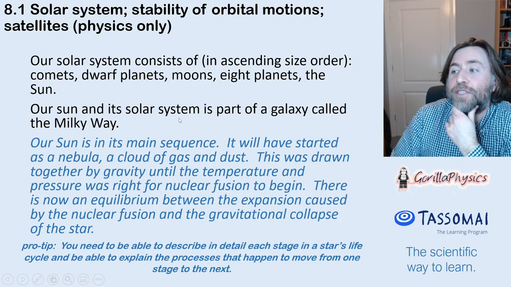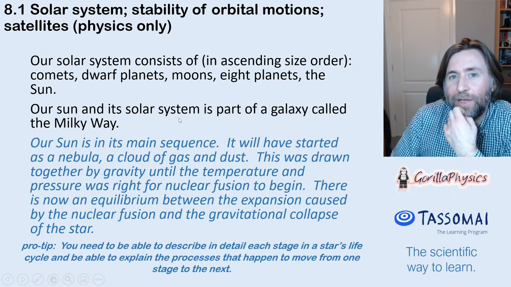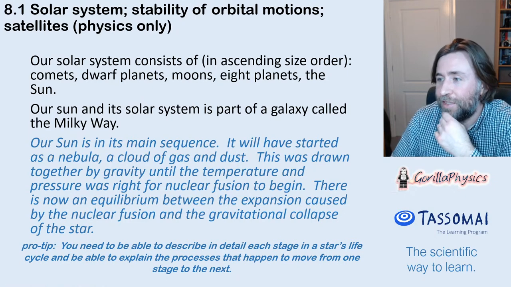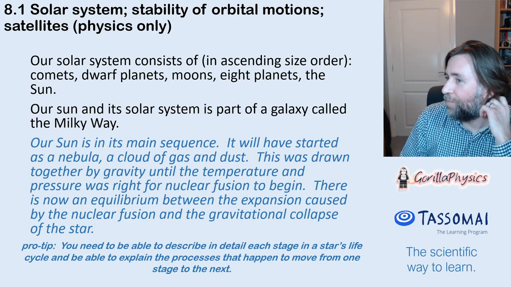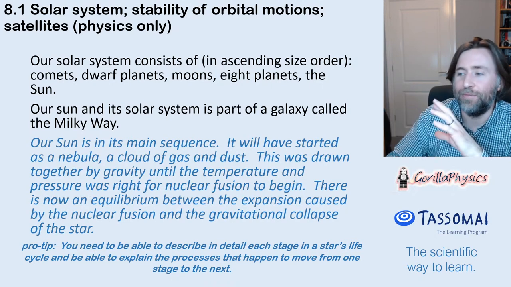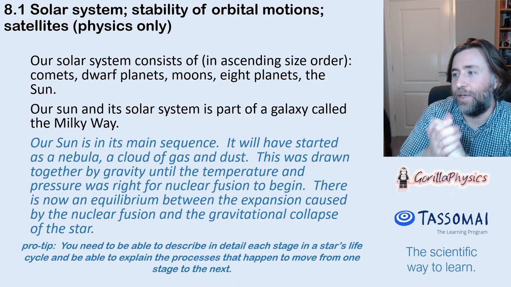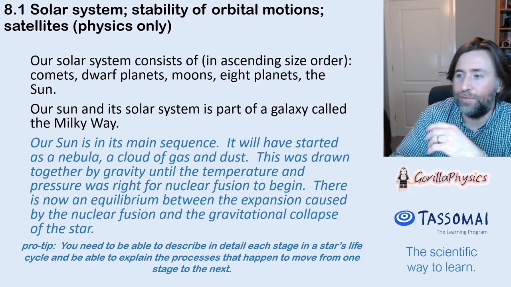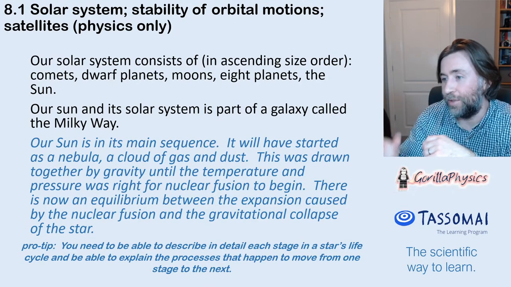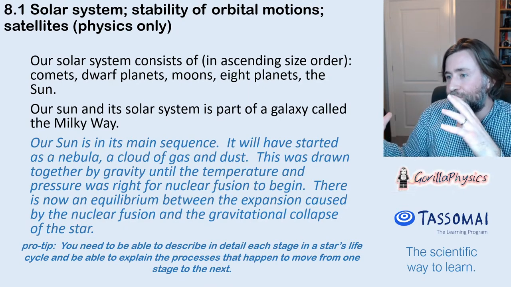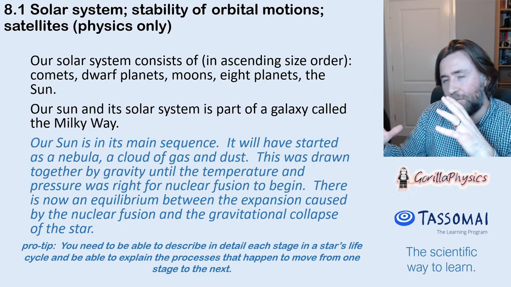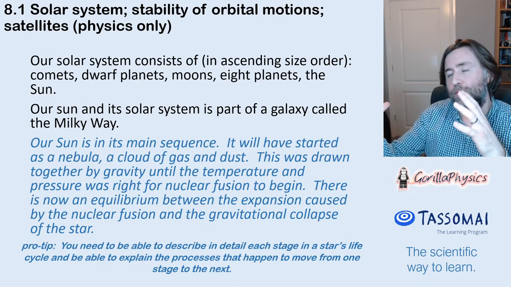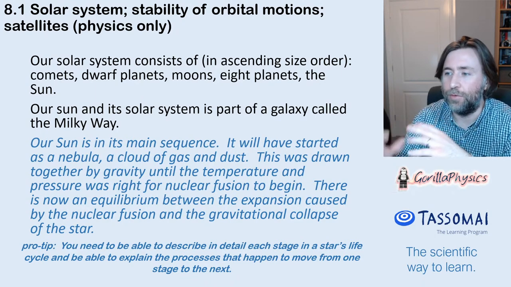Our sun and its solar system is part of a galaxy called the Milky Way. Now, importantly, our sun is in its main sequence. It would have started as a cloud of gas and dust, which we call a nebula, and it was drawn together by gravity. Then there would have been friction between those particles, and nuclear fusion would have started. That's called a protostar when that happens. And then, eventually, there would be enough material doing fusion that you have this balance between the outwards force due to the fusion and the inwards force of gravity.